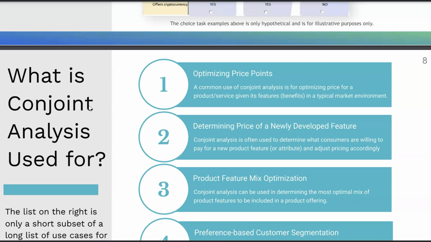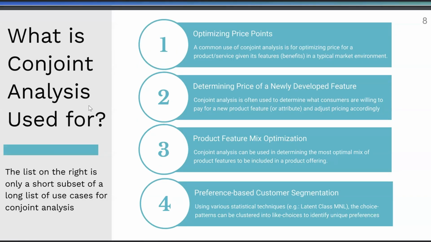Now, there are some typical and most common uses of conjoint analysis. For example, one of the most common reasons is to optimize price. A common use is optimizing price points for a product or service given its features or benefits in a typical market environment. Number two, conjoint analysis can be used to determine the price of a newly developed feature. A software application may be coming out with a new feature. Well, how much should we charge for the fact that this new feature is now available?